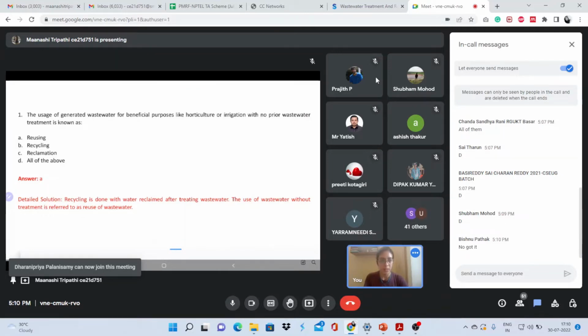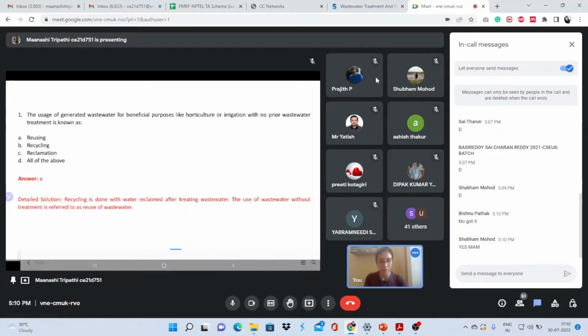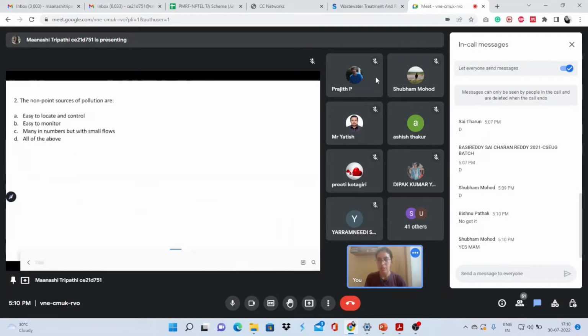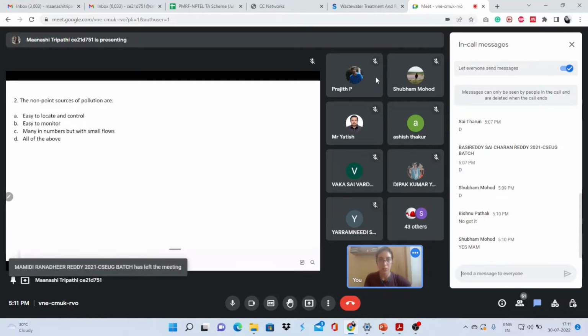Okay. Thank you, Vishnu, for confirming. So, this is the second question. The non-point sources of pollution are. As you know, there are two types of pollution sources. One is point, one is non-point. So, could you please try to answer this question in the chat box?